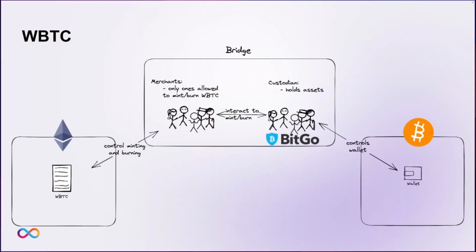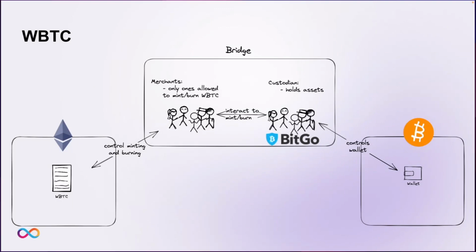A good example, as we are talking about Bitcoin, is repBTC on Ethereum. When using repBTC, you're actually trusting 2 groups of people. The first group are the custodians, they hold the assets, and the second group are the merchants, and they are the only ones allowed to mint or burn repBTC on Ethereum. Even though the plural of custodian is used, it's actually only one single company that acts as a custodian, and that company's name is BitGo.